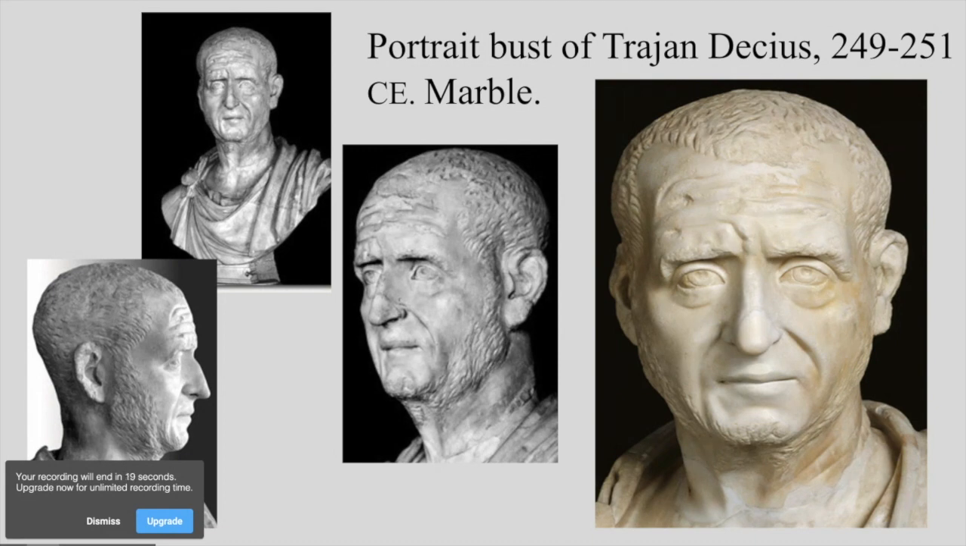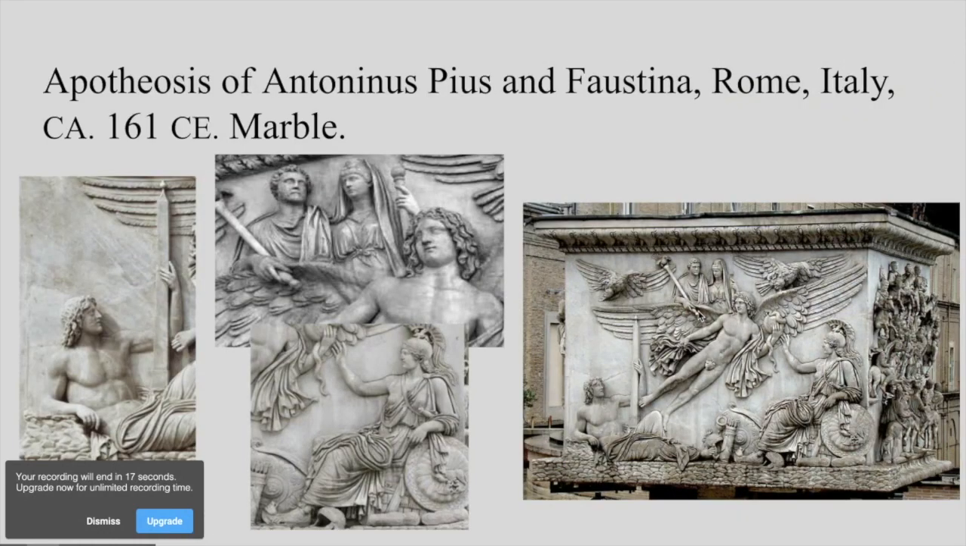The next artwork we'll be examining is the Apotheosis of Antoninus Pius and Faustina from Rome, Italy, ca. 161 CE, carved of marble.